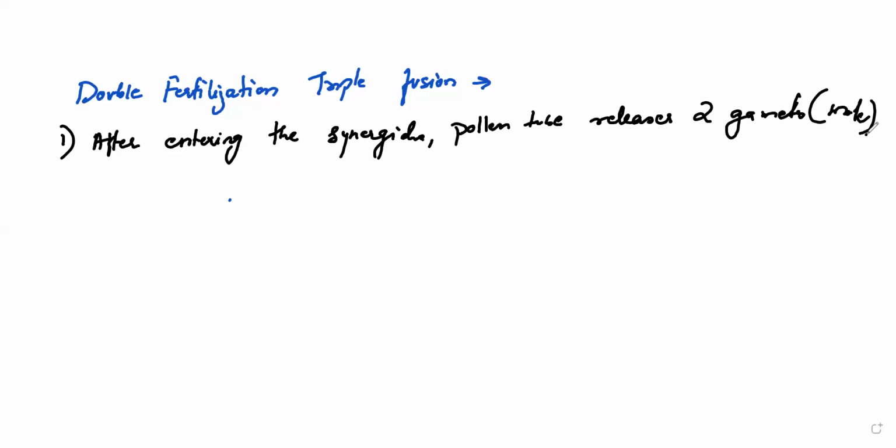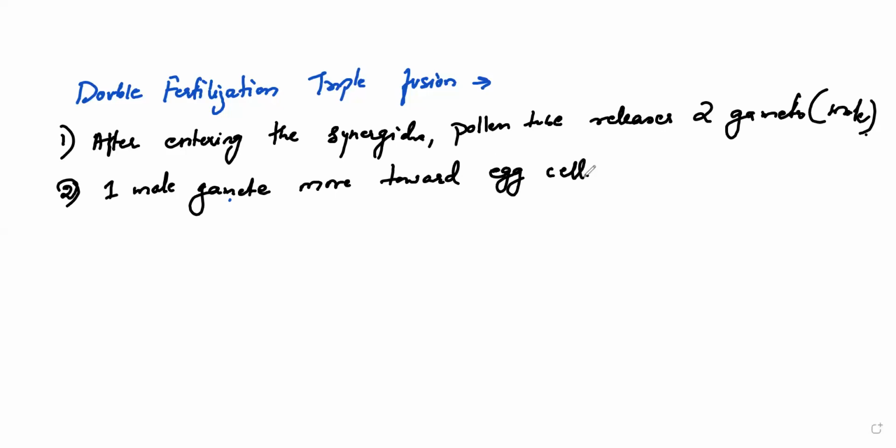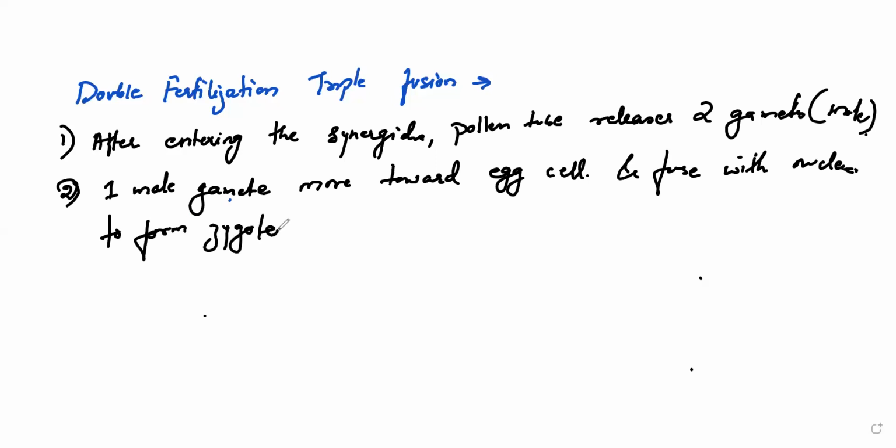Now here what happens is, I'll just write over here, one male gamete will move towards the egg cell, and it will fuse with the nucleus to form the zygote. This process is called syngamy. That is, the zygote will be diploid.